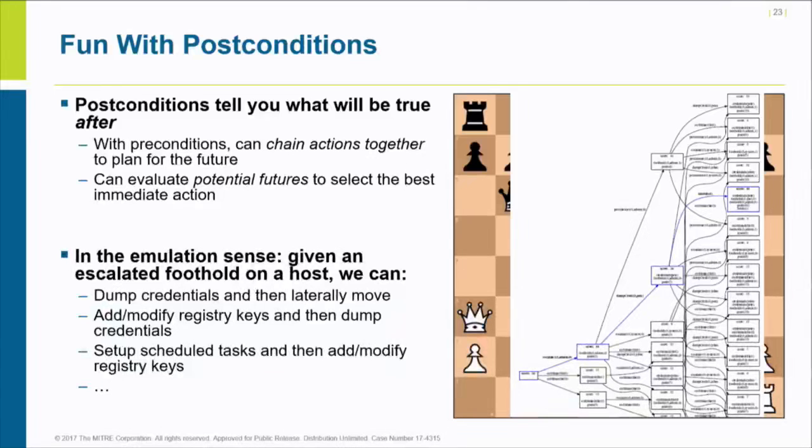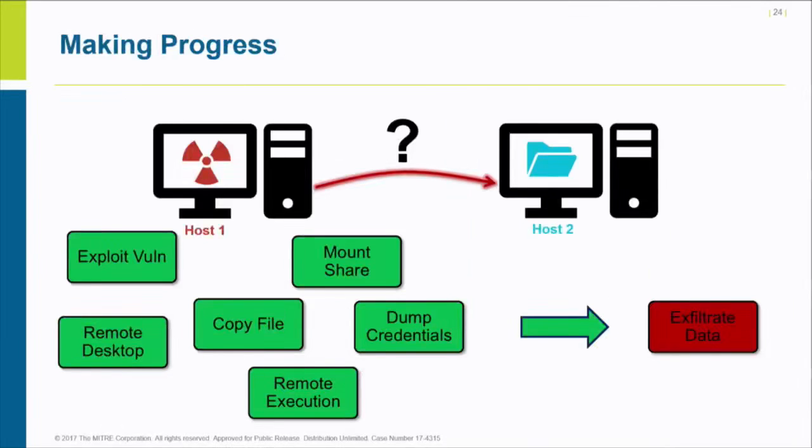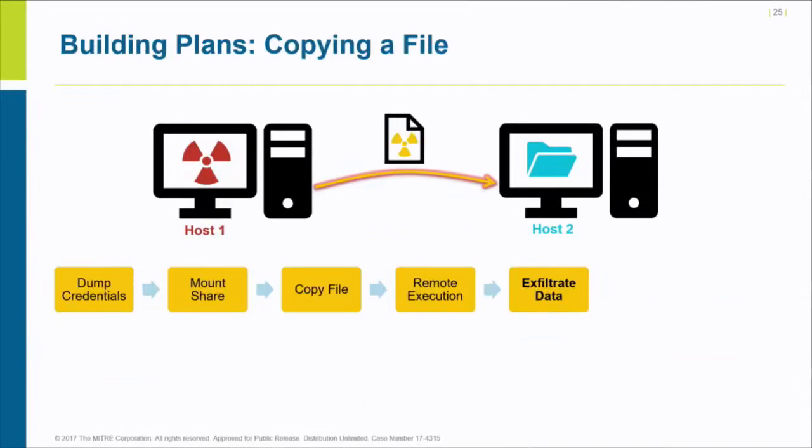something. We dump credentials and we laterally move. We might add or modify registry keys and then dump credentials. We essentially construct a search space of all the possible plans and all the possible actions. So jumping back to the running example, how do I go from host 1 to host 2? Well, the idea is, again, I can chain these actions together.